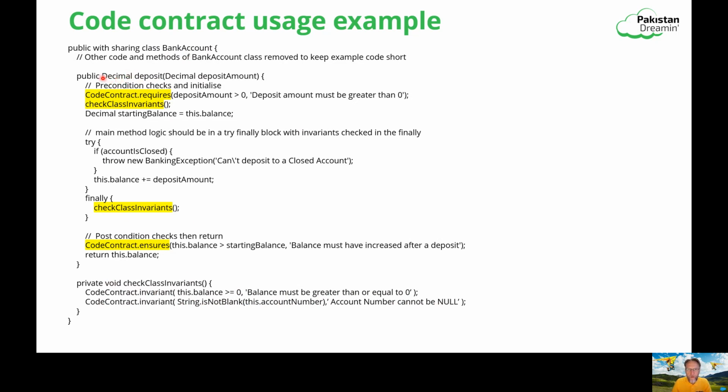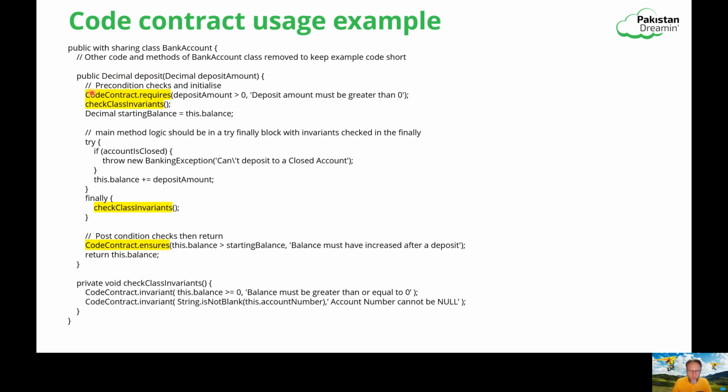Right, our method here is called deposit, and that takes in a deposit amount, which we're going to add to the balance of the account, and it returns a decimal, which the documentation that we looked at before explains is the new balance after the deposit.